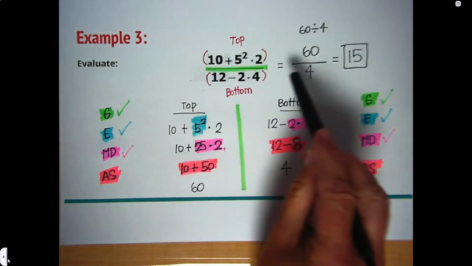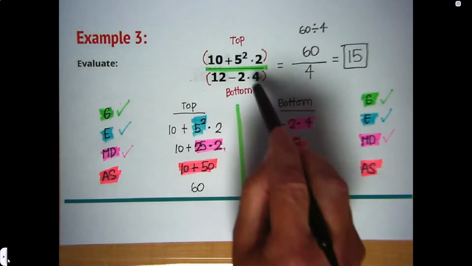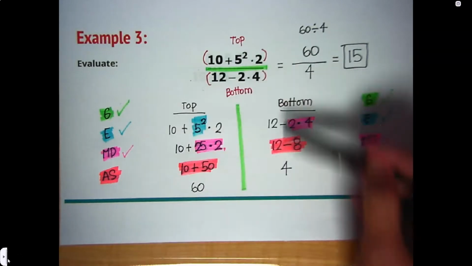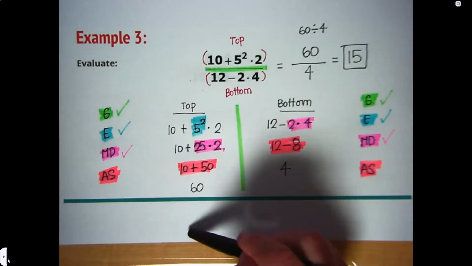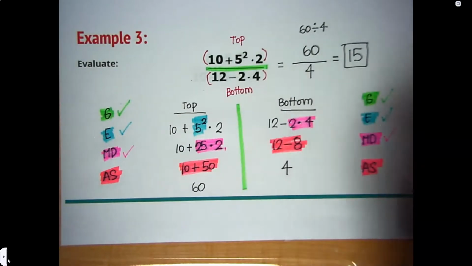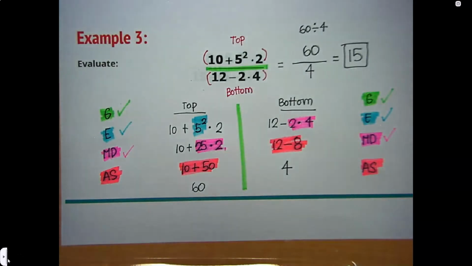So a fraction bar is a grouping symbol. It creates a top group and a bottom group. And what you've got to do is work that out like it's 2 separate problems. Work out the top, figure out what its value is. Work out the bottom, figure out what its value is by using GEMDAS. And then at the end, you can put those 2 values back together and divide to get your final answer. So 15 is the value for this example.